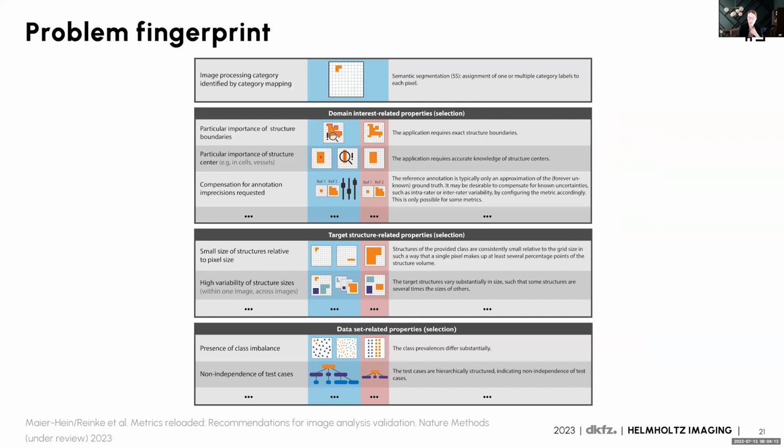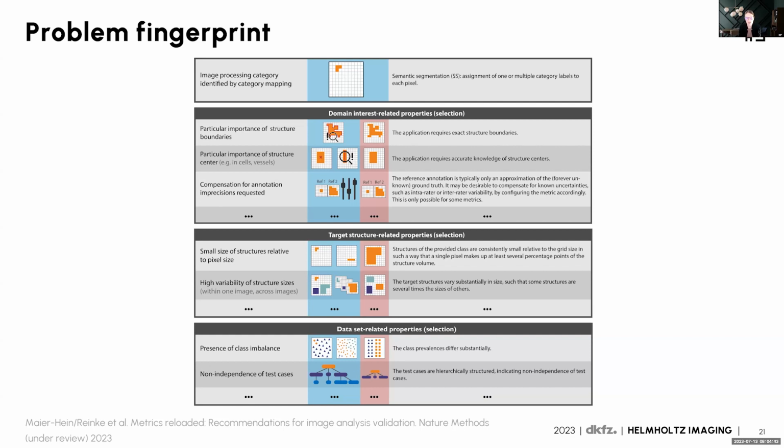So here you see a selection of them. For example, are we particularly interested in structure boundaries? So think of the example that we saw earlier with the bikers, where we want to have good boundaries, good contours of the object. Here we would have needed a different metric. However, if we're only interested, for example, in the center of a structure, we don't need a metric that really cares about contours. Then we have different things like, do we have small structures?